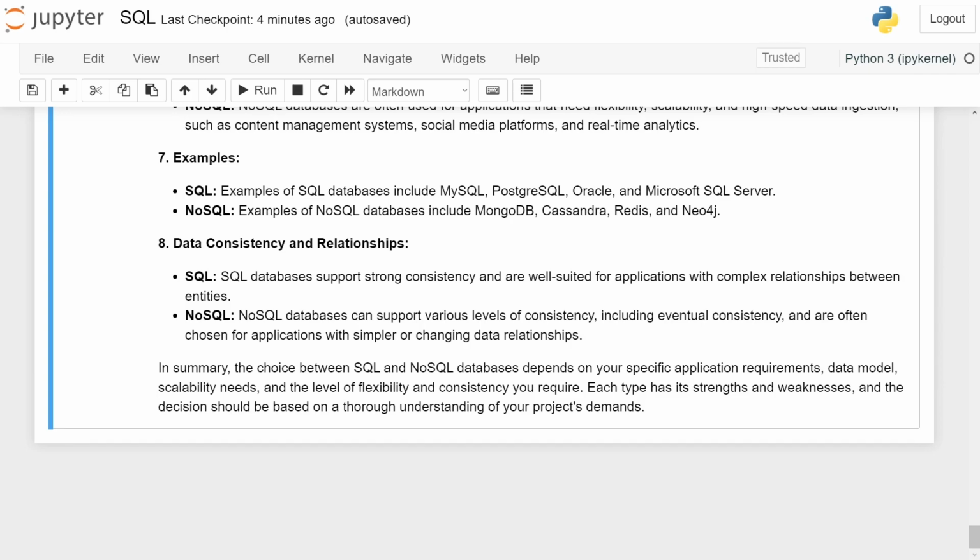model, scalability needs, and the level of flexibility and consistency you require. Each type has its strengths and weaknesses, and the decision should be based on a thorough understanding of your project demands.